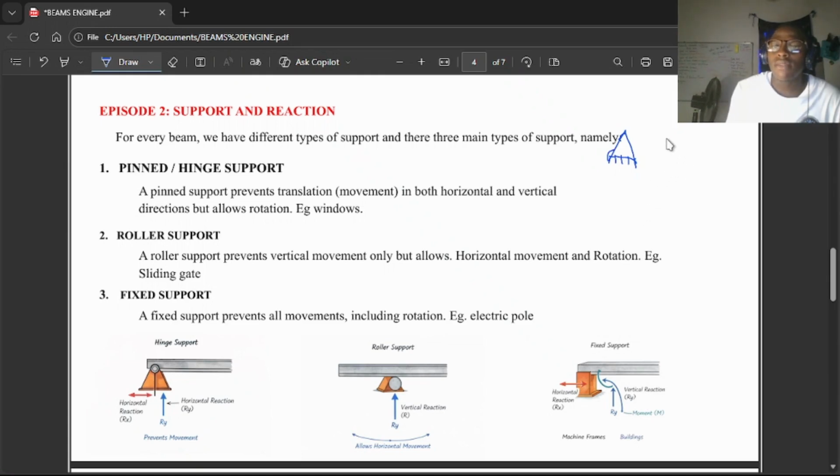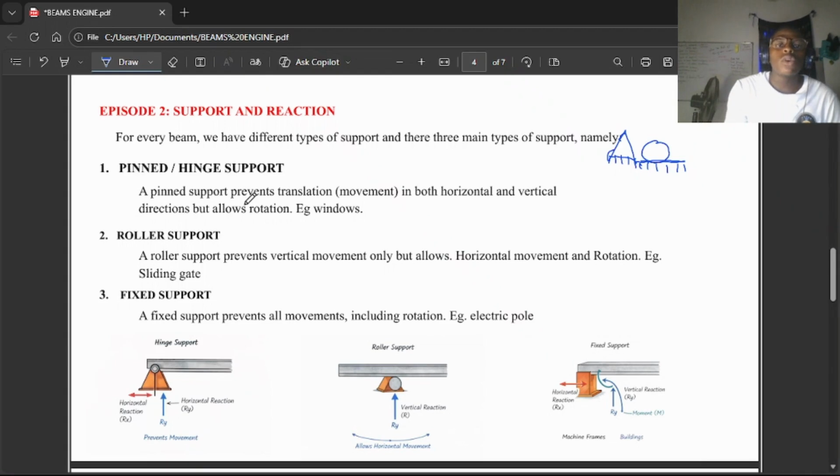You are going to have a support of this nature, you're going to have this, and you now have this. So sometimes they use this to represent your hinge support in exam. So just note.